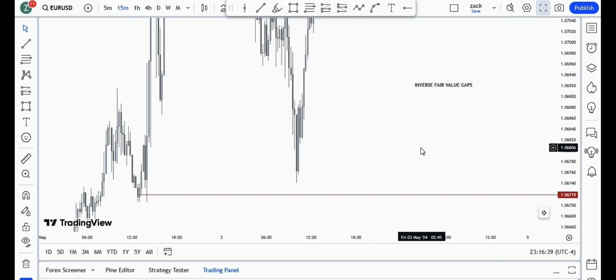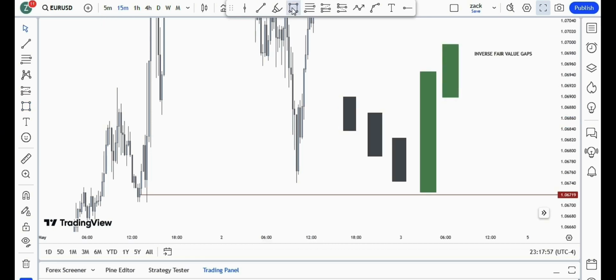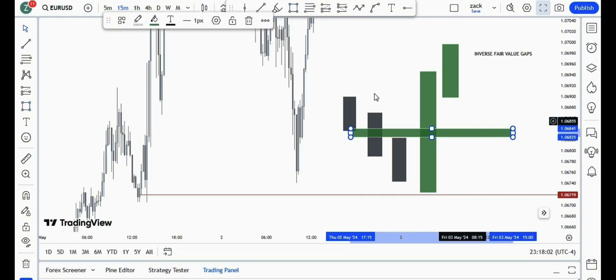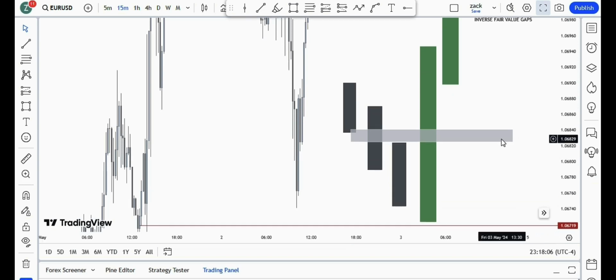Okay, so this inverse fair value gap occurs like this. Let's say this is our gap without the wicks. Let's say this is our gap.